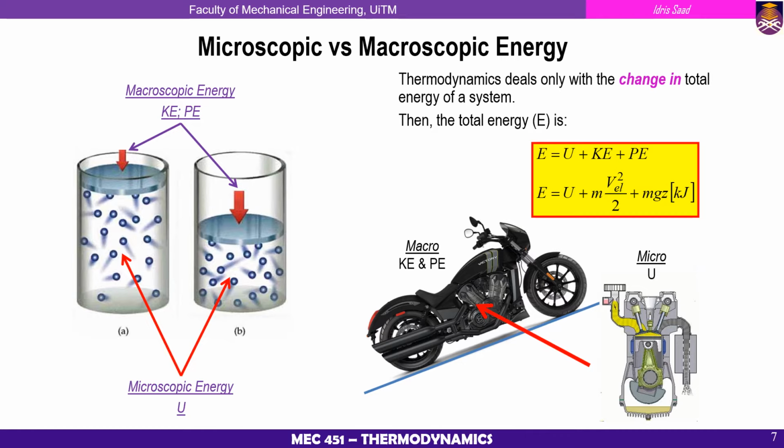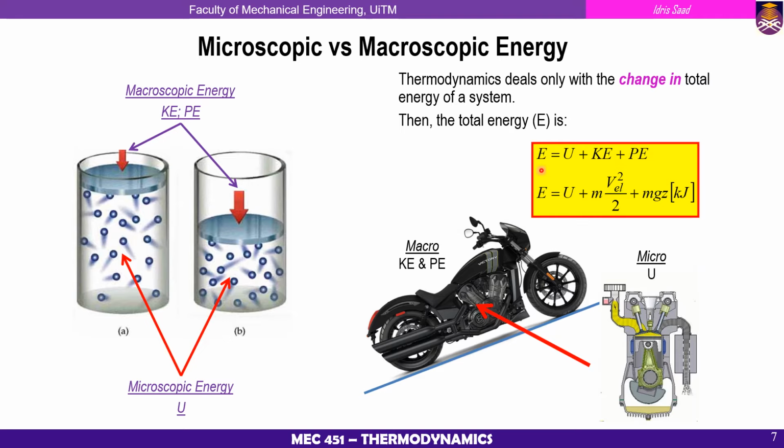The figure on the right hand side of this slide also illustrates another example of the difference between macroscopic and microscopic energy. The energy inside the engine of that motorcycle can be considered as the microscopic energy, and the sum of it is the internal energy. From that energy, it will move the motorcycle to climb up the hill so that the motorcycle has kinetic and potential energy. Based on that, we can form an equation of the total energy in the system as the internal energy plus kinetic energy plus potential energy, as written in this slide here.